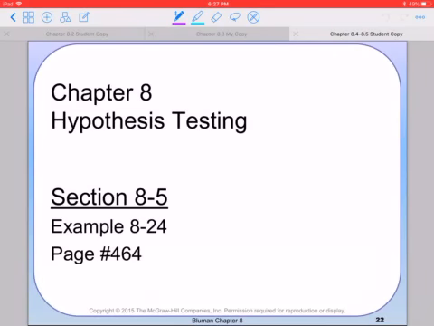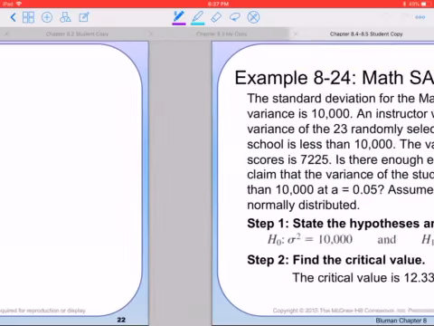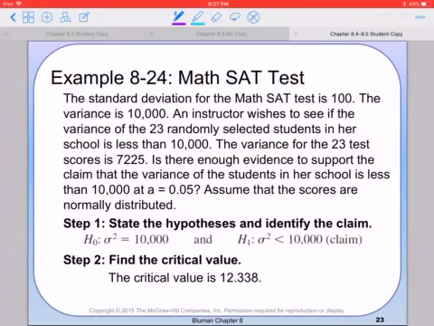Alright, so we're going to wrap it up here with this video. Thanks for sticking with it. We're going to do some examples and see how we can use these formulas.